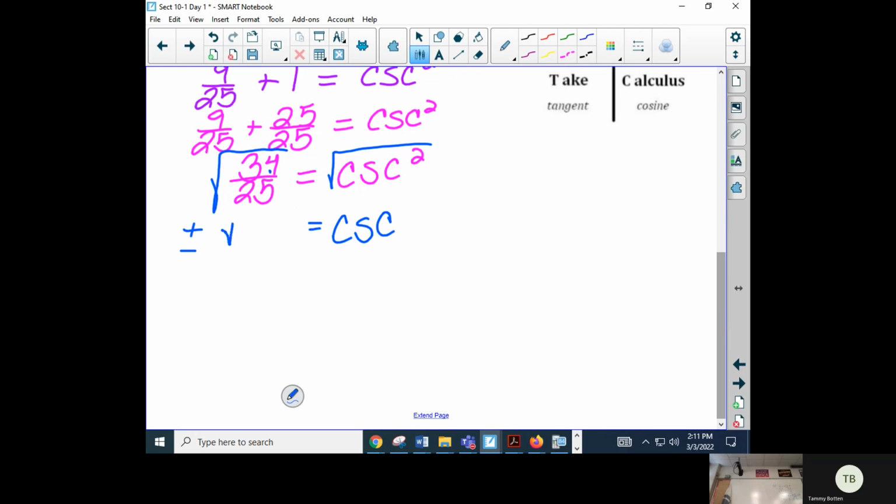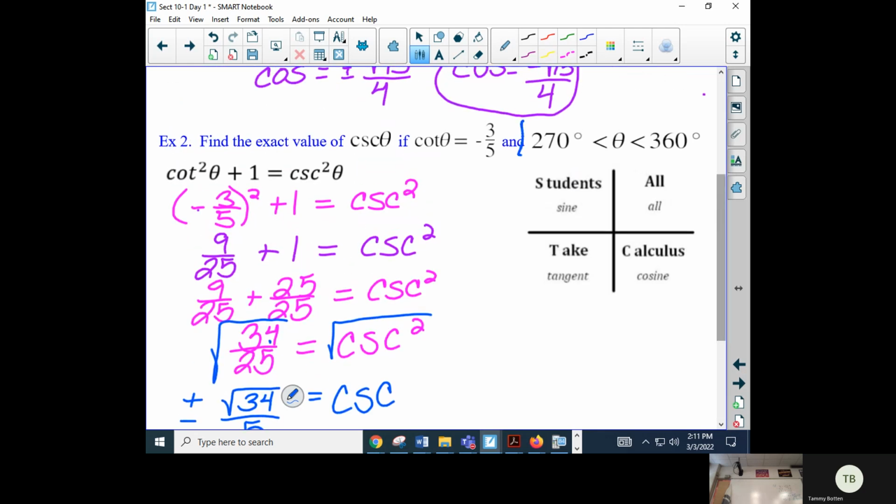So that means you keep that square root of 34 on the top. How about the square root of 25? What's that? 5. Now, you can keep that like this. This is reduced. All we have to figure out now is would the cosecant be plus or minus in this range? Do you guys get? This is 90, this is 180, this is 270, this is 360. So this range is this quadrant right here, right?